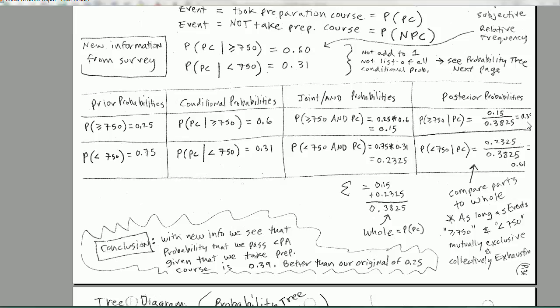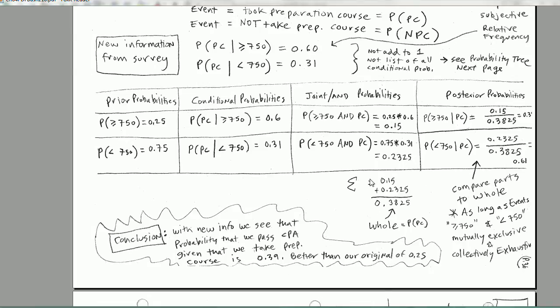Now, the PDF didn't capture this. It's actually 0.39. So with new information, we see that the probability that we pass the CPA, given that we take a prep course, is 0.39, better than our original of 0.25. Now I want you to notice what we did here. This addition of this whole column is the probability of preparation course. That means a single event. This is actually a marginal probability. So when we add this up, it's marginal. When we calculated this posterior probability, it's really a conditional probability.